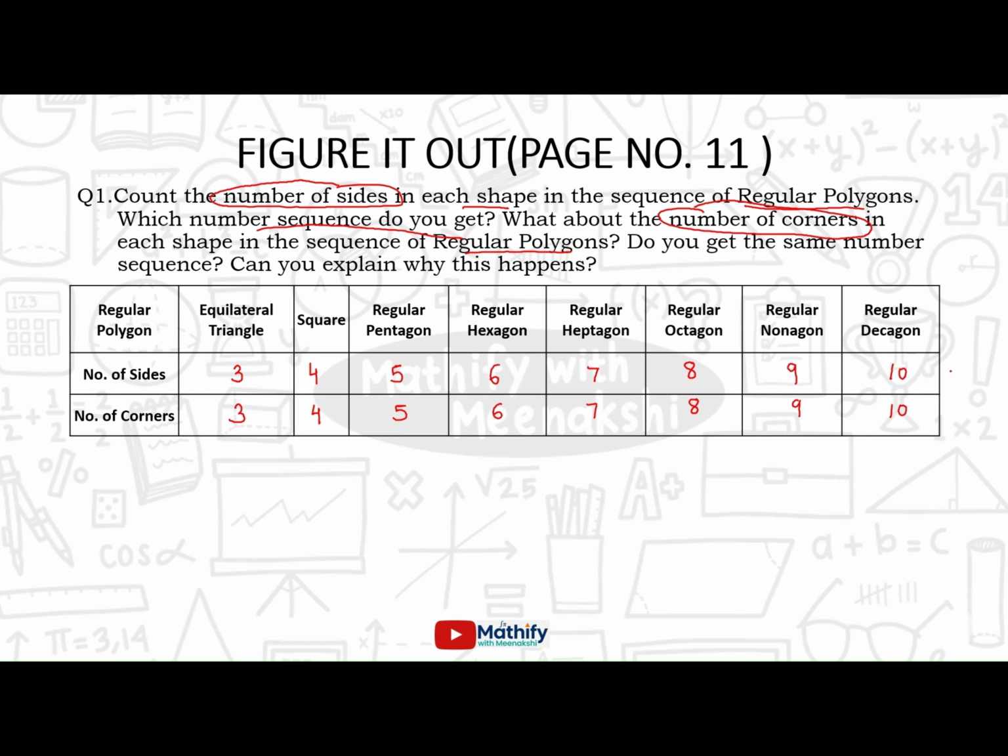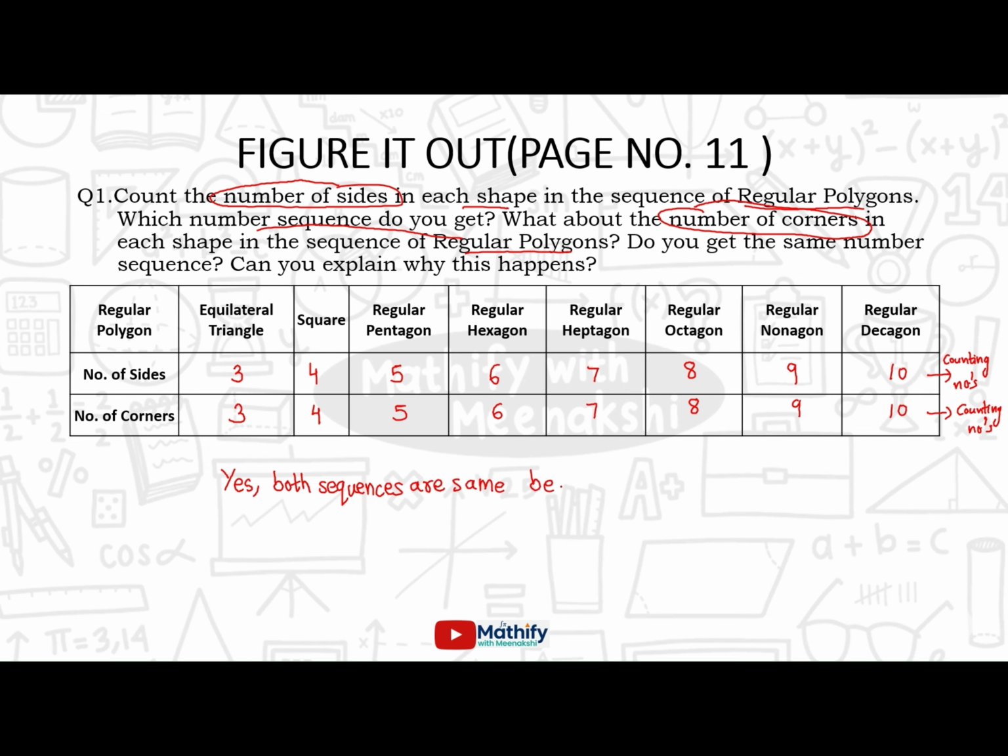Now they're asking which sequence you get. If you see this sequence, this is a sequence of counting numbers. And similarly, if you see the next sequence, that's the sequence for the number of corners. Again, it's a sequence of counting numbers. So the question is, do you get the same sequence? So you will write yes. Yes, in both the cases, the sequences are the same. But they're asking, can you explain why this happens?